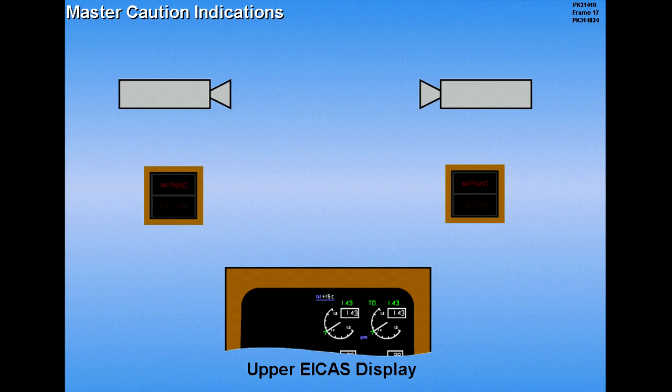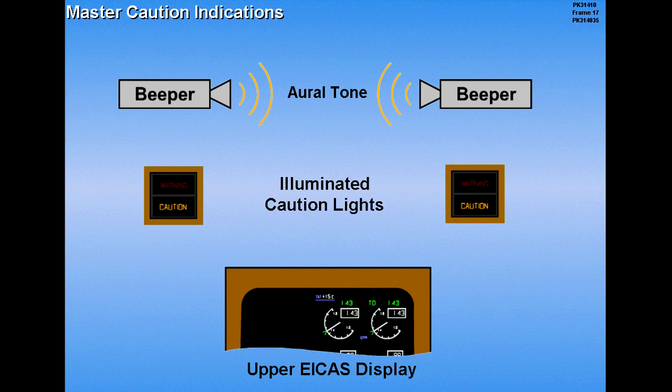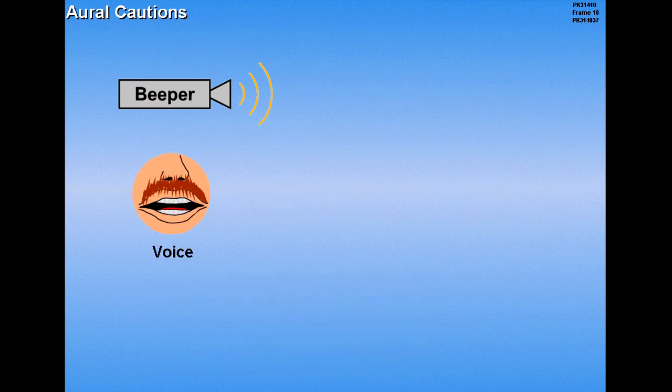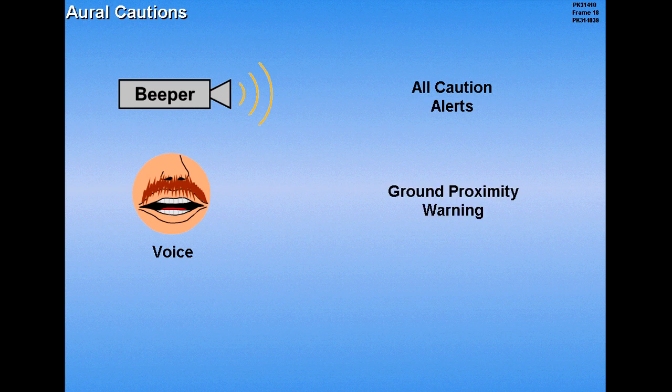Caution alerts are indicated by an aural tone, illumination of the master caution lights, and an amber message on the upper EICAS display. There are two different caution aural alerts. A beeper tone, which automatically silences and resets after each sounding, and a voice tone for the ground proximity warning system.